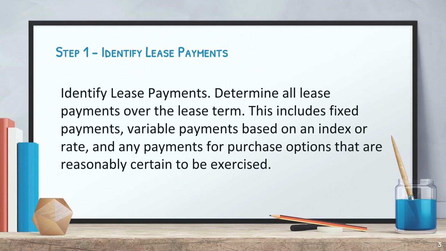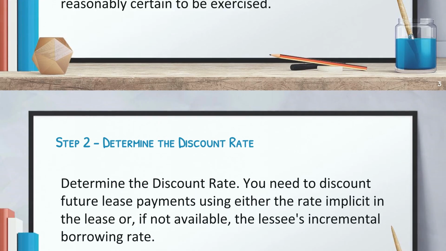Let's get started. Step 1. Identify lease payments. Determine all lease payments over the lease term. This includes fixed payments, variable payments based on an index or rate, and any payments for purchase options that are reasonably certain to be exercised.